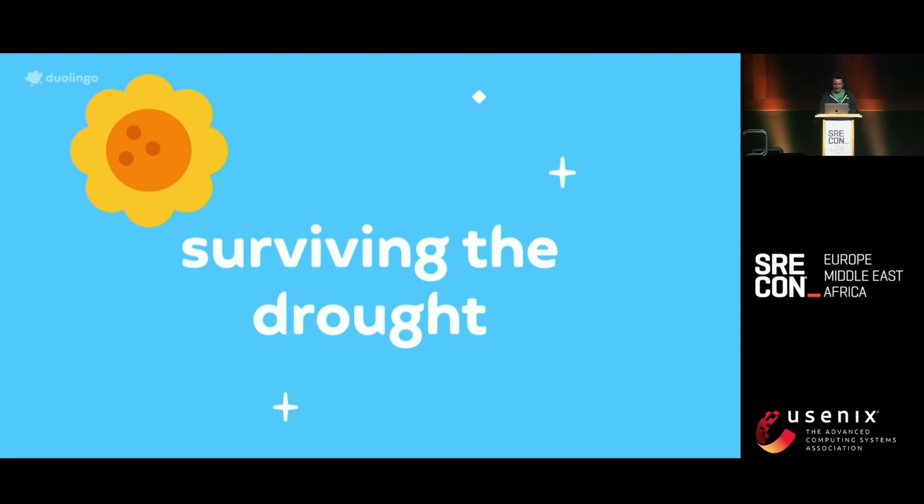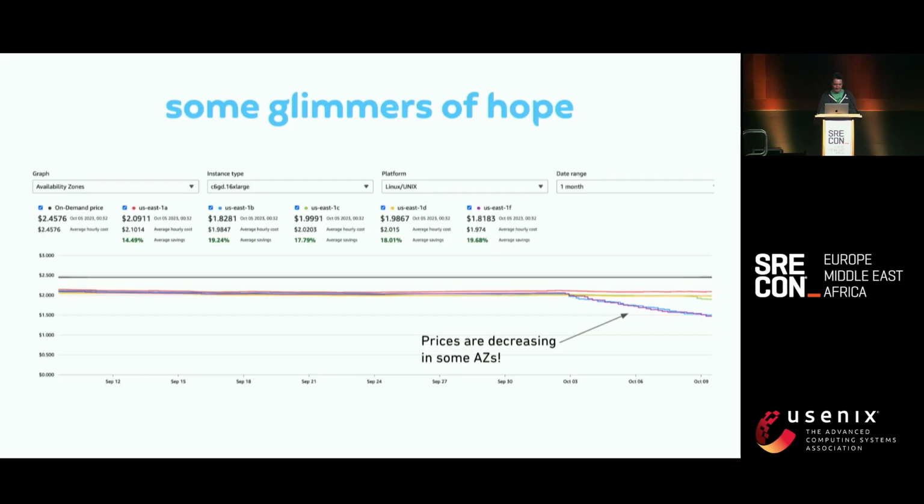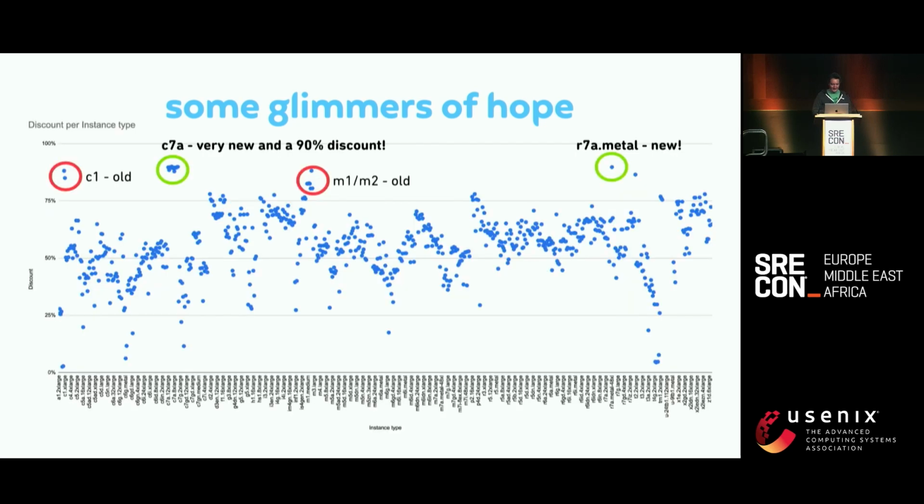All right, so how do we survive this thing? I could talk to you about what we're doing. There are actually some very good glimmers of hope as of this week. I had to update my slides because of this. You can see at the beginning of October, the prices actually started decreasing for some of these larger Graviton instances in some AZs, not all. So that's just two there. But I'll take 20% off, given zero before. And then coming back to the scatter plot, this is also updated as of this week.